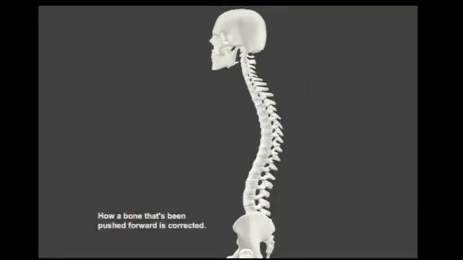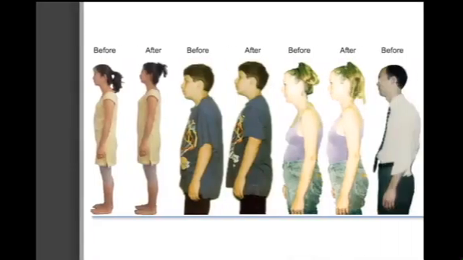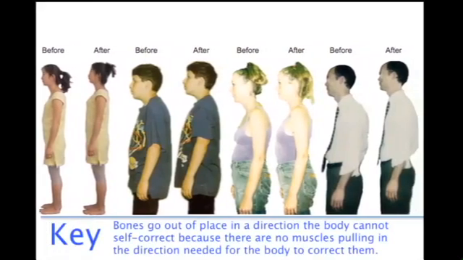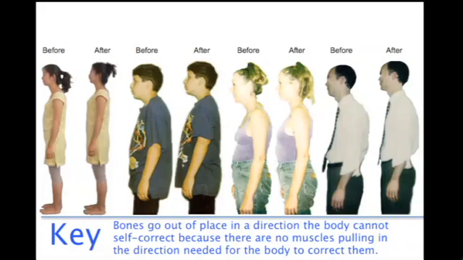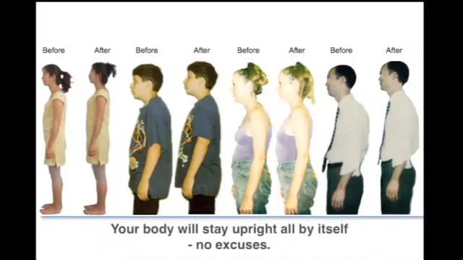So I can tell you the following. Number one is the key to what happens with bodies is bones go out of place in a direction the body can't self-correct because there's no muscles pulling in the direction needed to correct them. And if your doctor, physical therapist, chiropractor, osteopath, voodoo doctor, whatever, Rolfer, any of those people, if they are actually correcting your structure, when they say breathe in, breathe out, relax, and let your body slump, your body will stay upright all by itself.